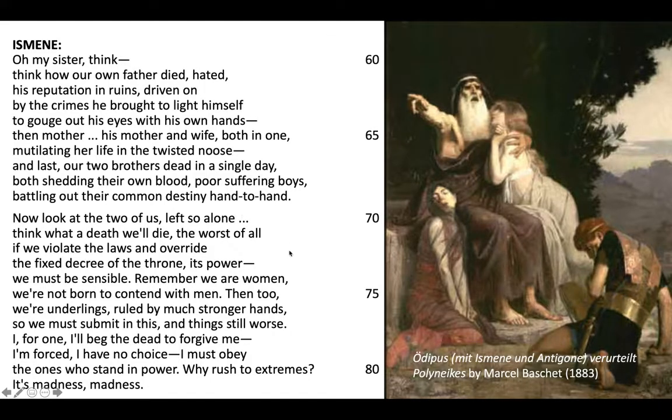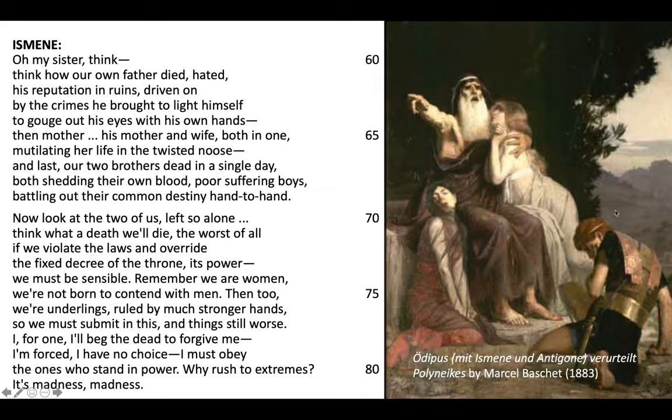So what she's talking about here, I've skipped the beginning part, which I'll get to in the next slide, but Ismene is arguing to Antigone about their powerlessness as women and as political underlings as well. She is on the side of the law. She's going to submit to their inferior positions and instead beg the dead to forgive them.